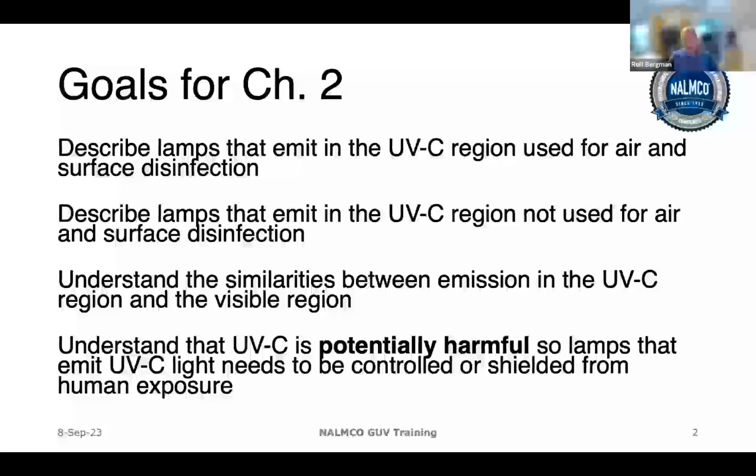We also want to show the similarities that exist between the lamps that emit in UVC and the lamps that emit in the visible region, in other words, ordinary lamps of various kinds. We also want to understand how UVC is potentially harmful, so that lamps that emit in the UVC region need care and control, and they need to be shielded from human exposure, at least above a certain level.